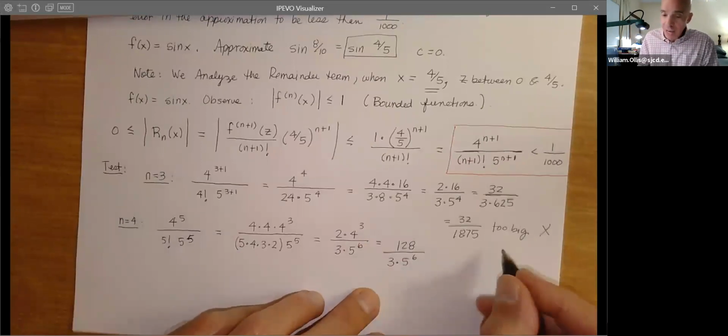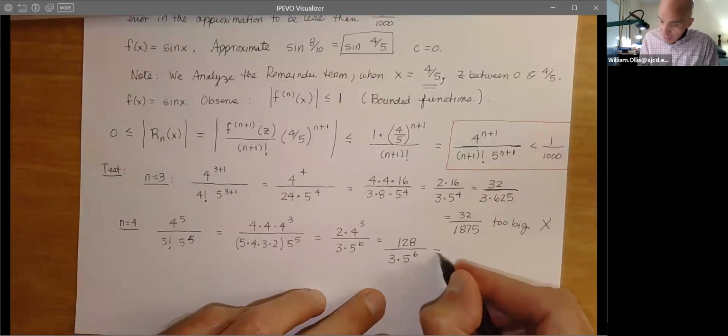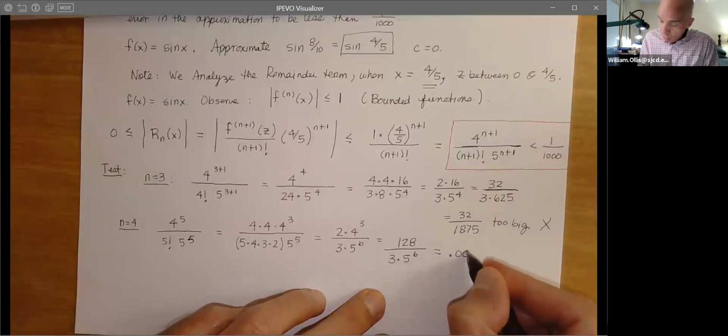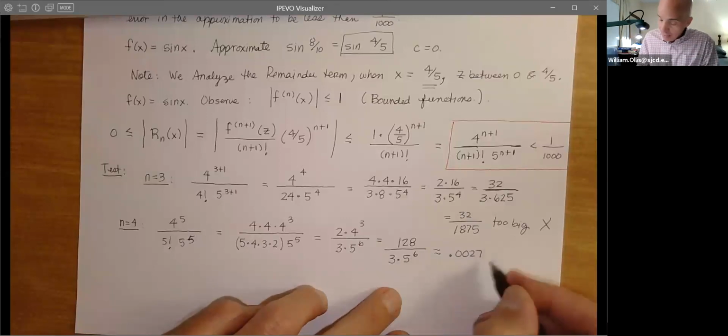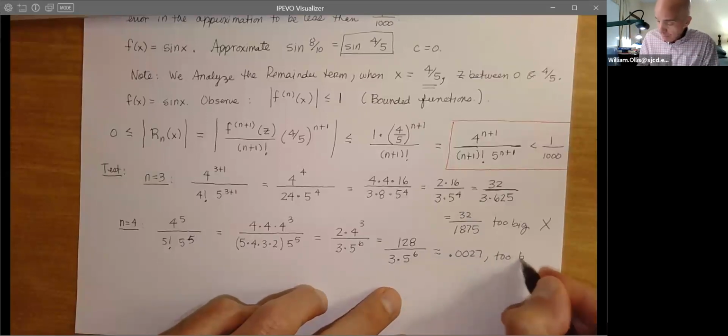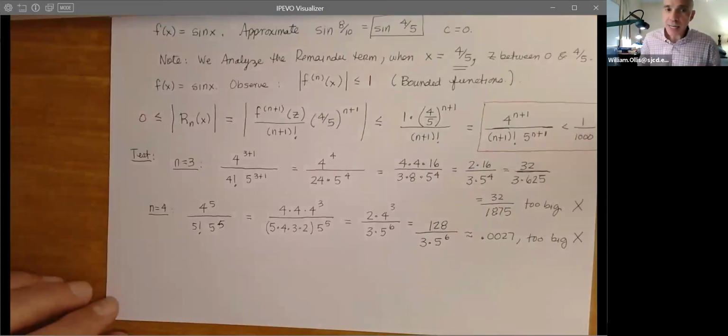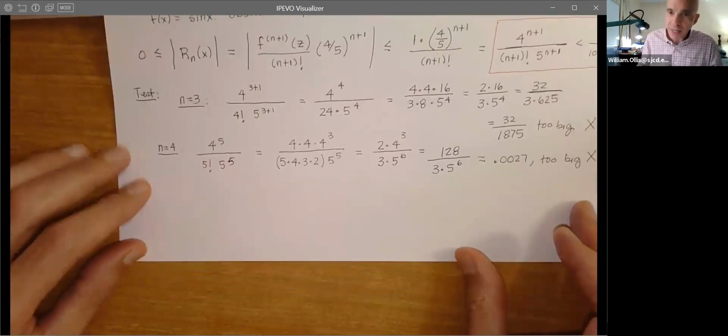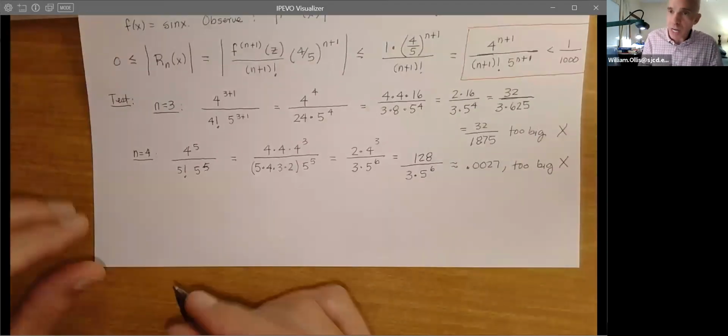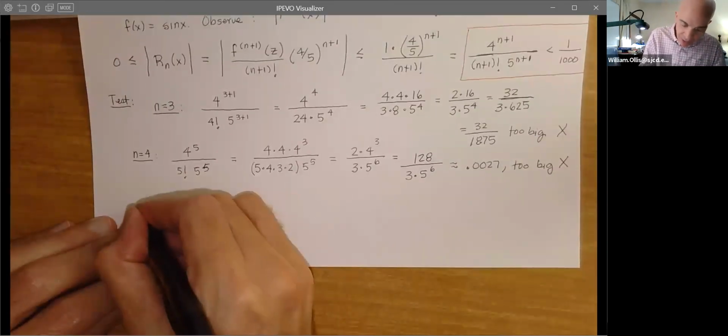Now I tested this value with my Google calculator, and this is approximately 0.027. Again, this is too big. So that's not going to work either. So I think you can see here that we'll probably get the jackpot with n equal 5. So basically all you have to do is test here. This is trial and error.